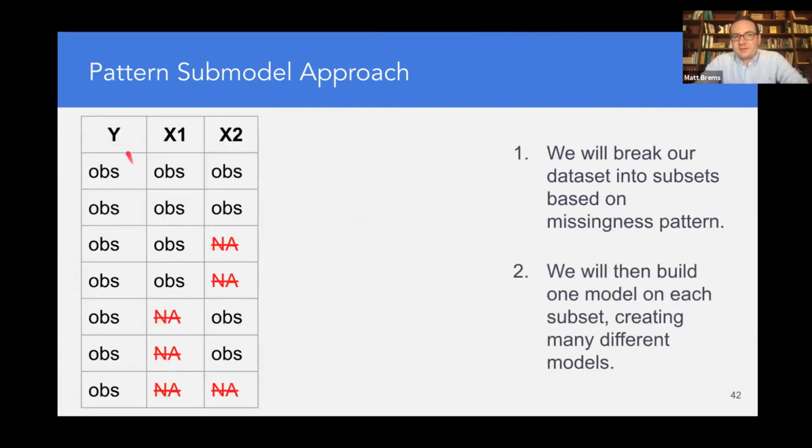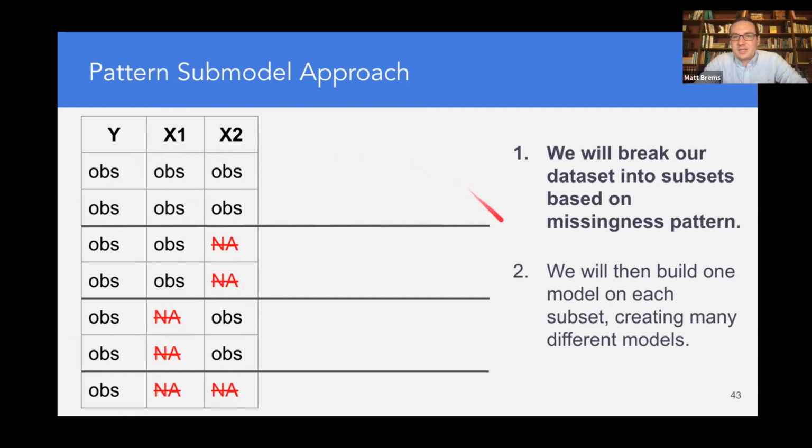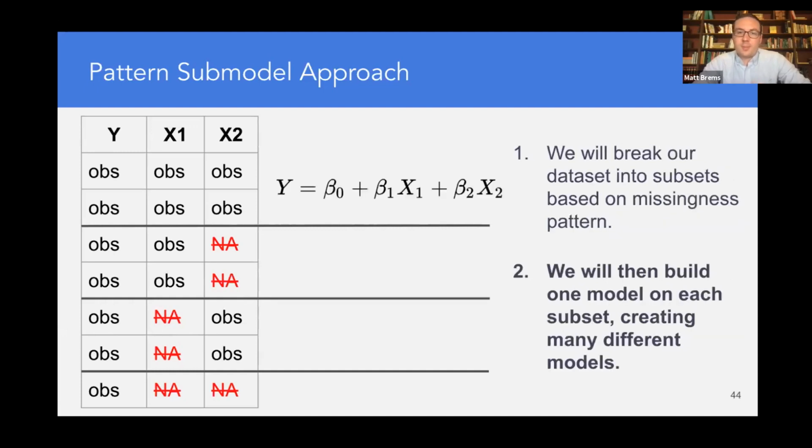So here on the left-hand side, I've got some data, Y, X1, and X2. Y is completely observed, X1 and X2 are partially observed. I'm going to start by breaking our data set into subsets based on missingness patterns. Here, where I've observed all 3 values, that's one subset. This next tier where I've observed Y and X1, but not X2, that's a separate subset. Down here where I've observed Y and X2, but not X1, that's a third subset, and so on and so forth. Then I'm going to build one model on each of these subsets, creating many different models.